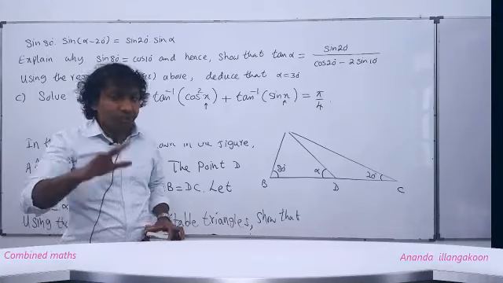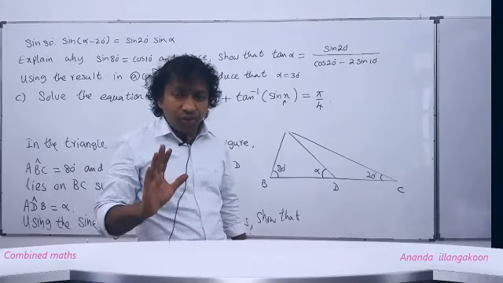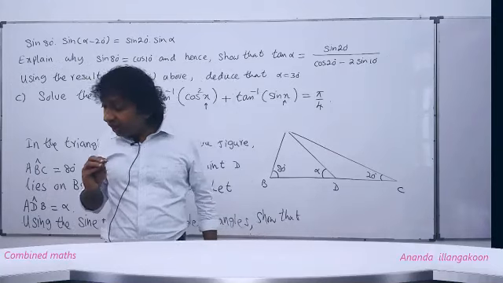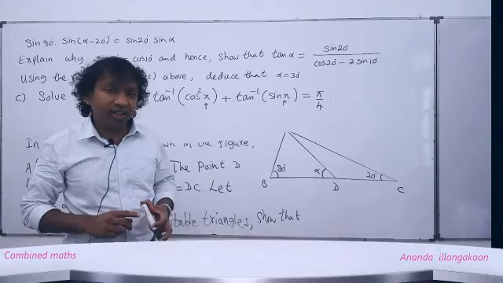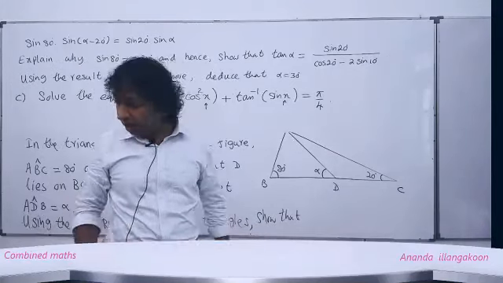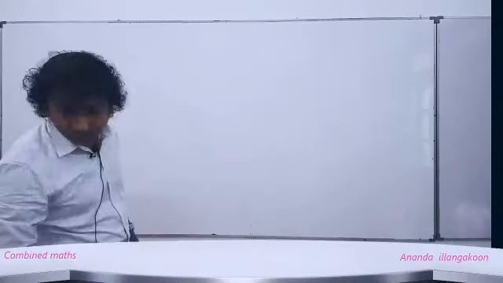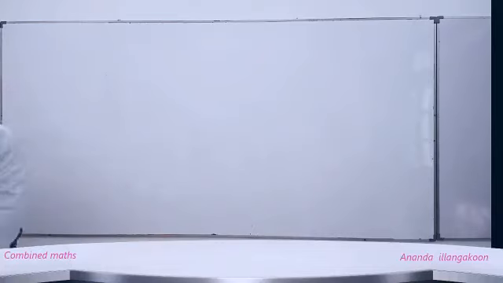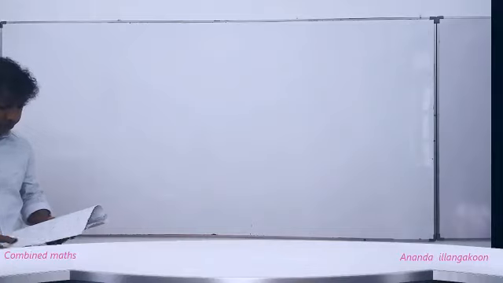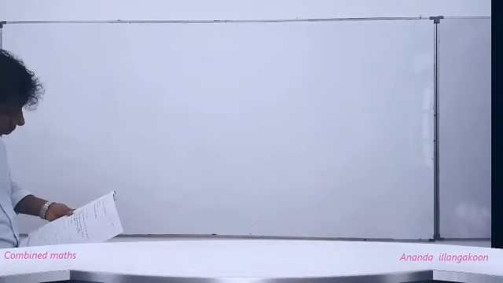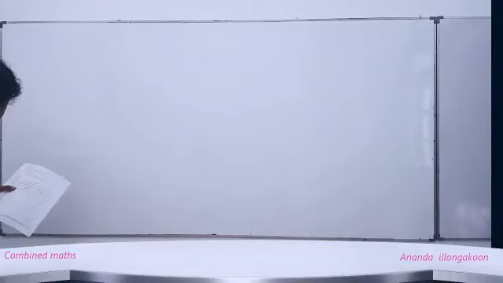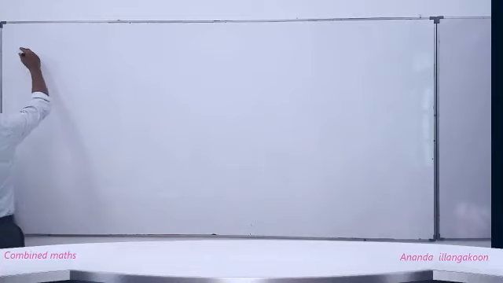I'll give 5 minutes, people. Try this part A in the question. I think everybody can get the answer. That's a very easy part. Okay, right. I'll give you 5 minutes. Try this question paper. It's a 2020 question, right?